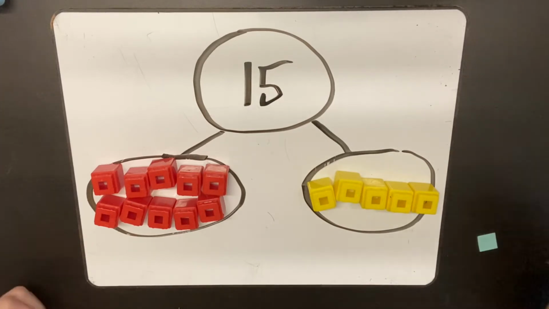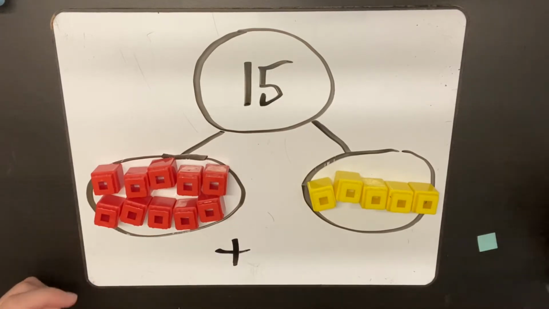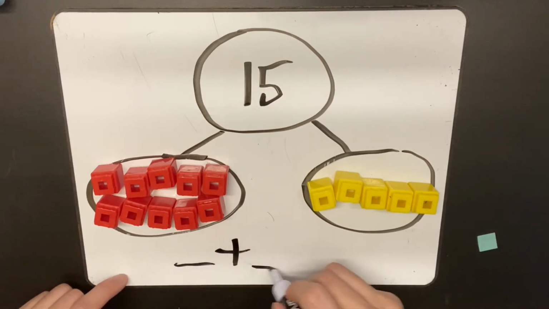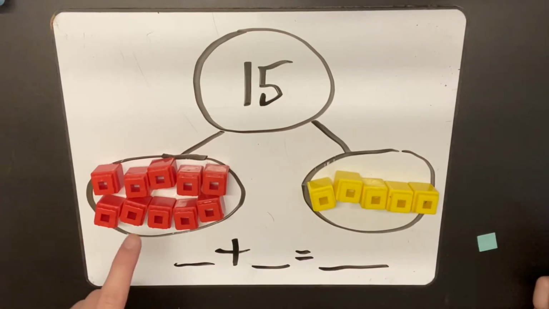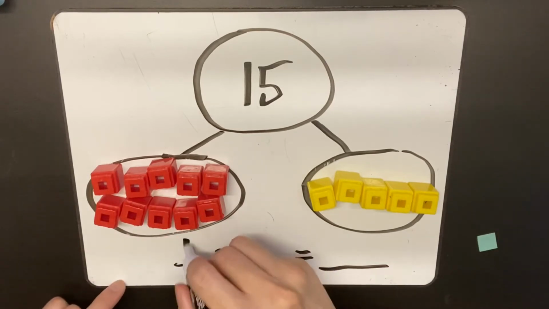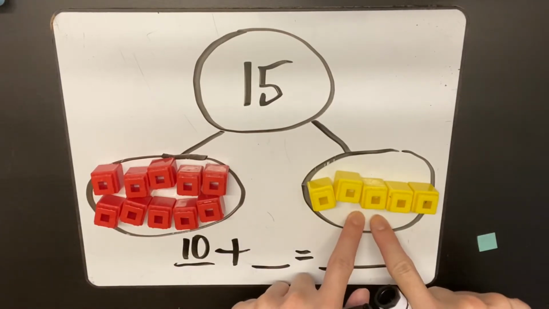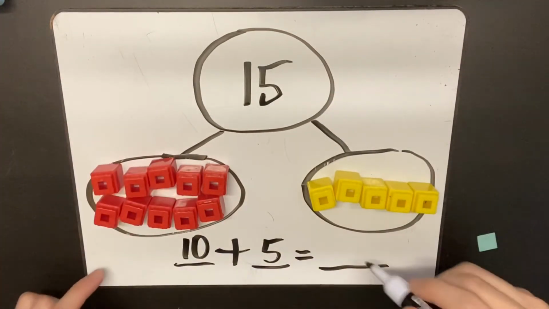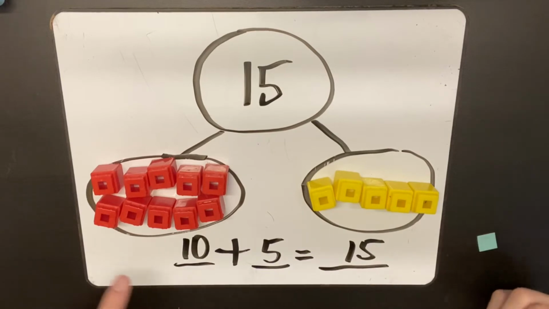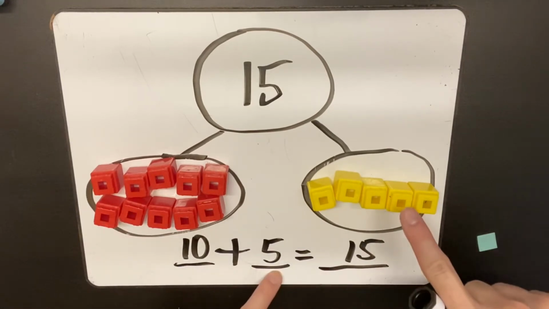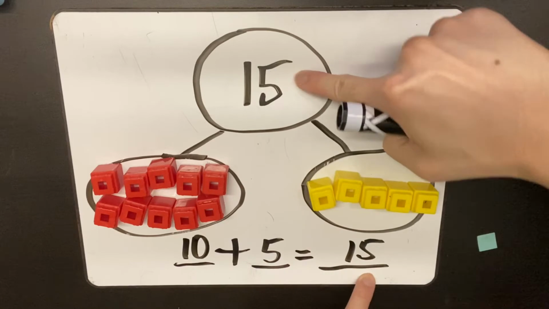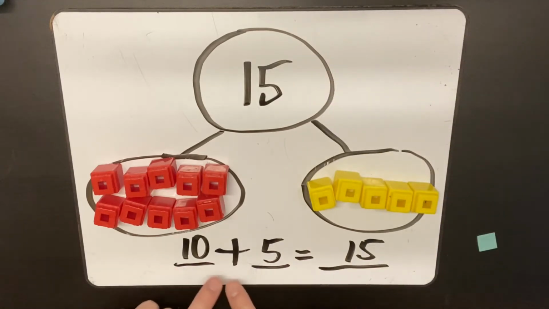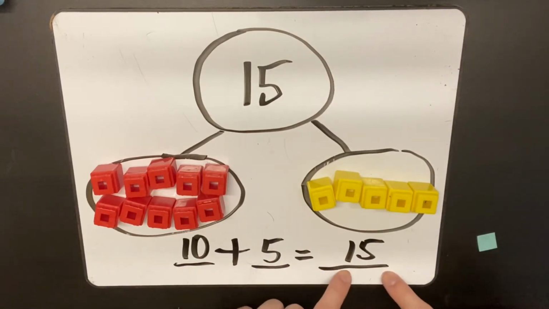So what is another way to show the two parts and the total? Remember, we're going to try to be like first graders and use this plus sign. I could say, what's this part? 10 plus this part is 5 equals 15. Let's say that number sentence together. Ready? 10 plus 5 equals 15. One more time. Your turn. 10 plus 5 equals 15.